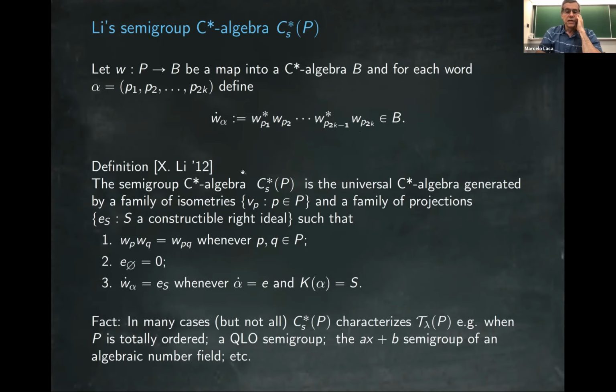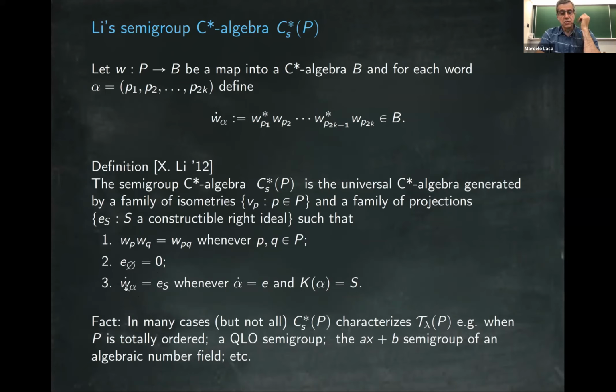And the definition of Shin-Lee is that the semigroup C-star algebra is universal, generated by a family of isometries and a family of projections, and the projections are indexed by the constructible right ideals. And the isometries multiply as in the semigroup, so it's a semigroup of isometries. If the right ideal empty is there, then the corresponding projection is 0. And W dot alpha, this is the most important one, is equal to E_S whenever alpha dot is neutral. So alpha dot is the identity, so alpha is a neutral word, and the corresponding constructible right ideal is S.